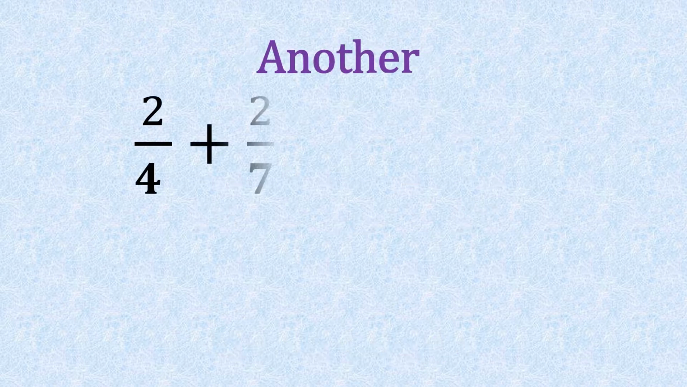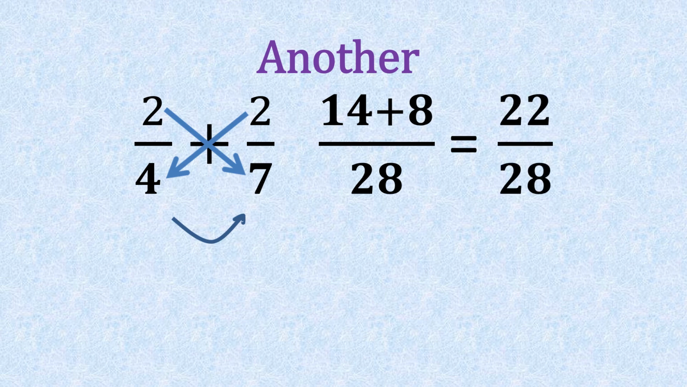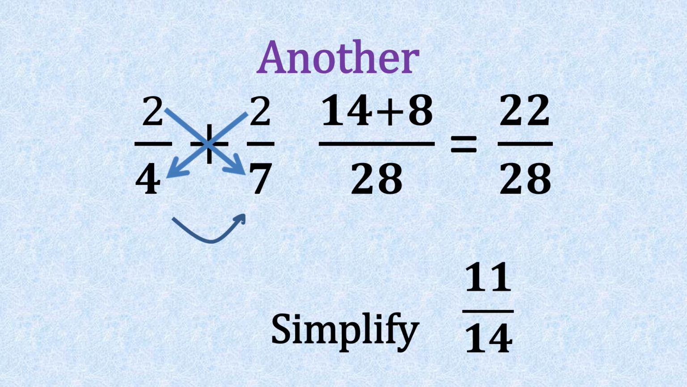Let's try another one. So multiply the bottoms. 4 times 7 gives us 28. 2 times 7, 14. 2 times 4 gives us 8. We add them together, which gives us 22/28. Can we simplify? Yes, that goes down to 11/14.